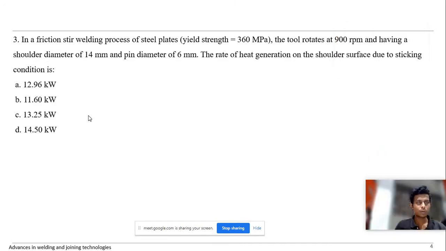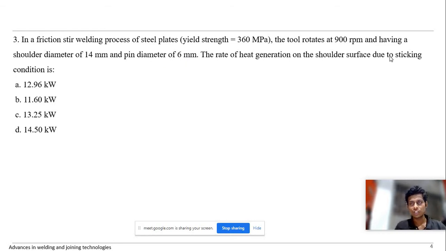Again, one more problem in friction stir welding. Last time we did explosive welding, now it's friction stir. In friction stir welding of steel plates of yield strength, the tool rotates at 900 rpm and has a shoulder diameter of 14 mm and a pin diameter of 6 mm.